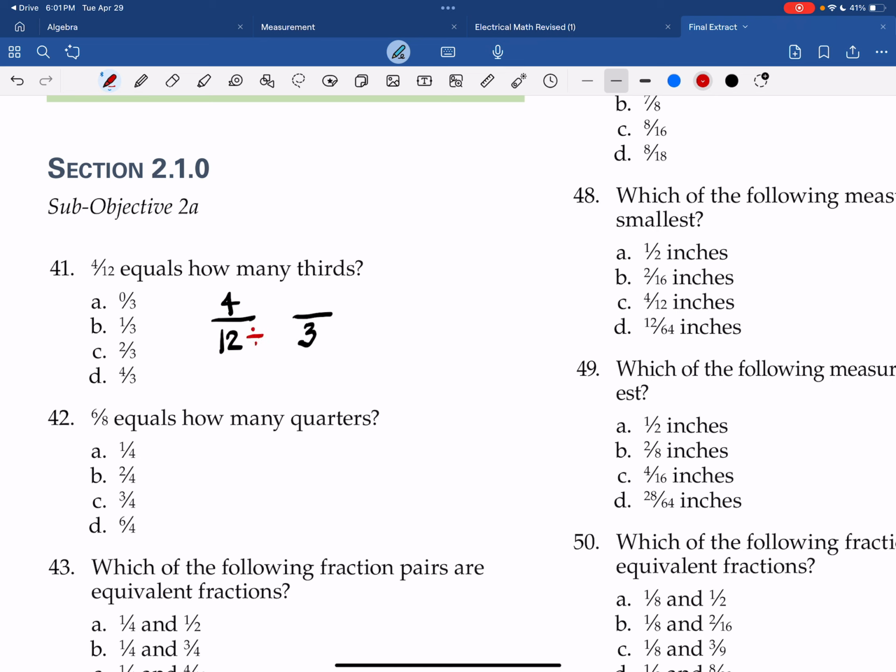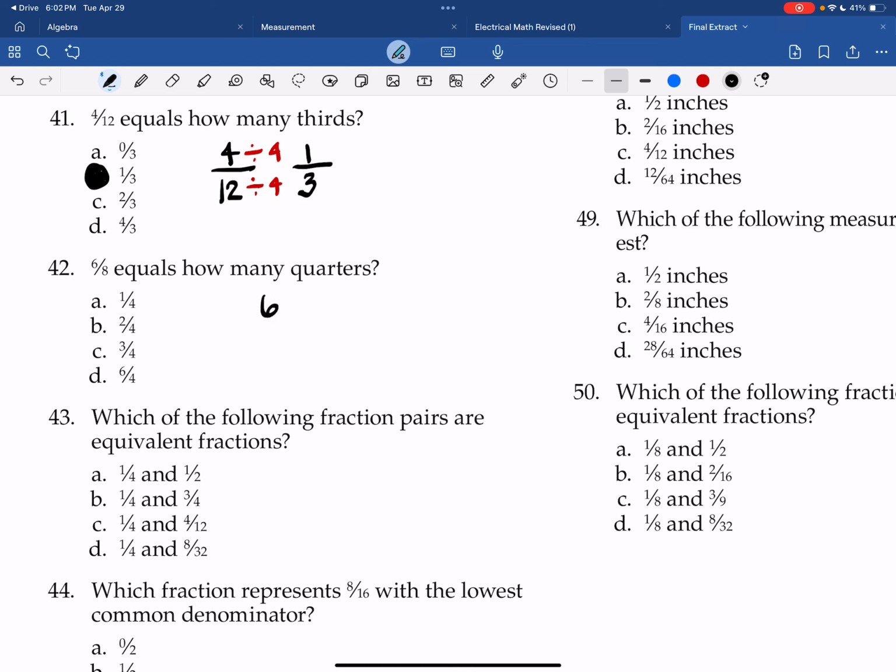And I know if I divide by 4, that would give me 3. So I can do that on top, and that will give me 1. So the answer here is B as in Bravo, 1/3. 6/8 equals how many quarters? Quarter is 4. So to get from 8 down to 4, you can divide by 2. And if you do that on top as well, you will end up with 3. So I like C as in Charlie right here.